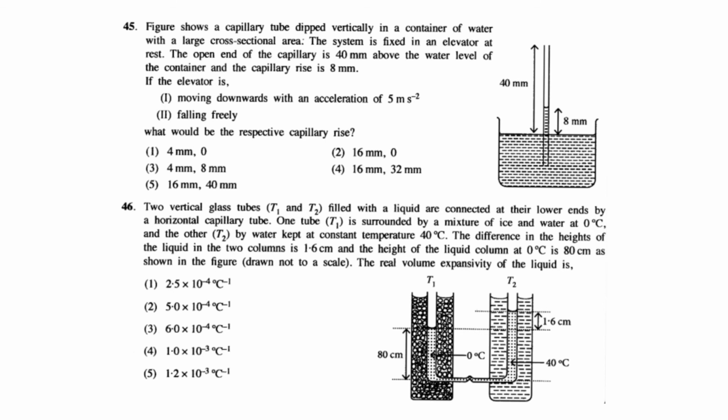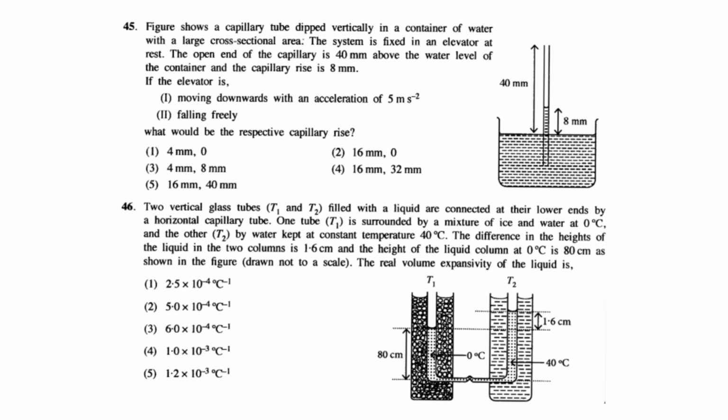That is, upward force is equal to the weight of the water column. Upward force is the surface tension that is given by T times 2 pi r. Weight of the water column is pi r squared h d g. T times 2 pi r equals pi r squared h d g. T is the coefficient of surface tension, r radius of the tube, d density of the water, g gravitational acceleration, h height of the water column.